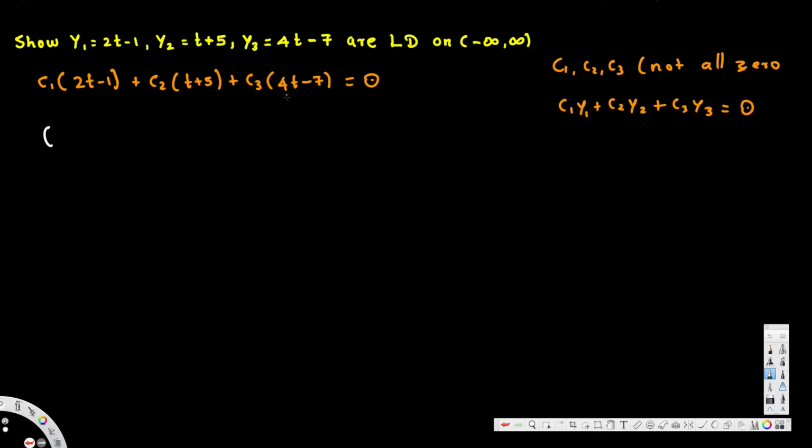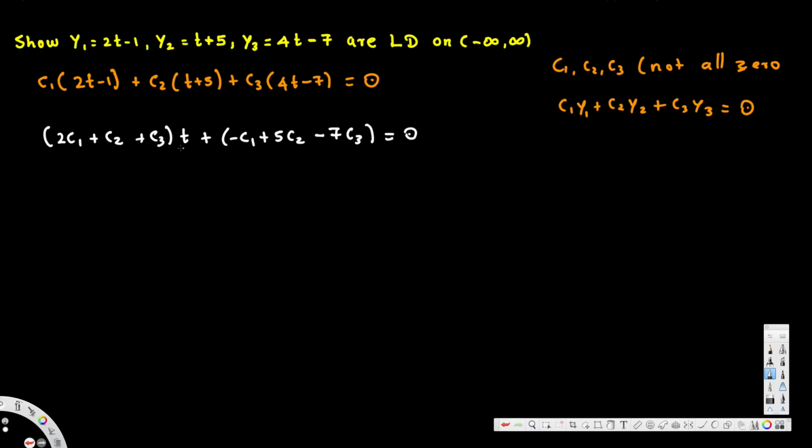Let's take the t common and multiply the constant, so 2c1, and here we have plus c2 and plus 4c3, times t, and then we have constants. So let's go ahead and plug in the constants. First we have c1 times negative 1, that's negative c1, and then c2 times 5, that's 5c2, and then c3 times negative 7, negative 7c3, all of them should be equal to 0.